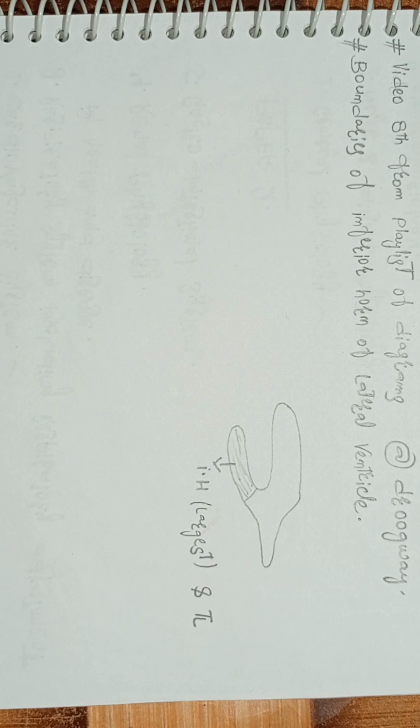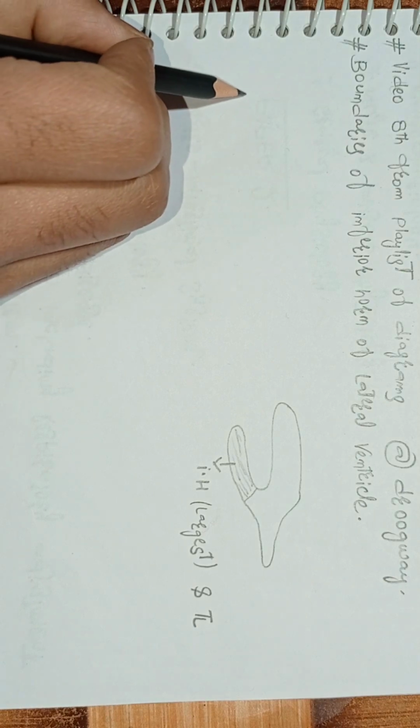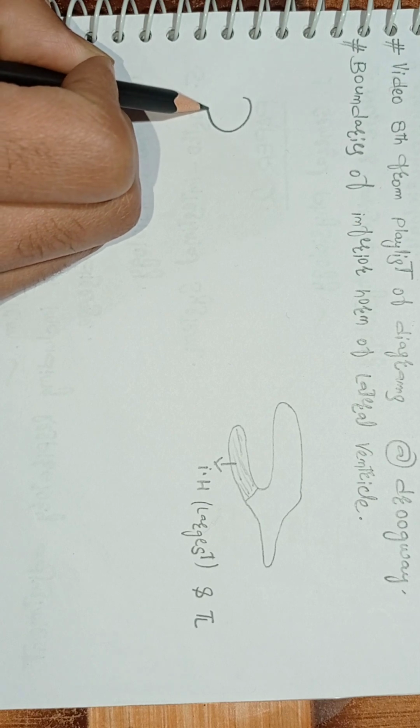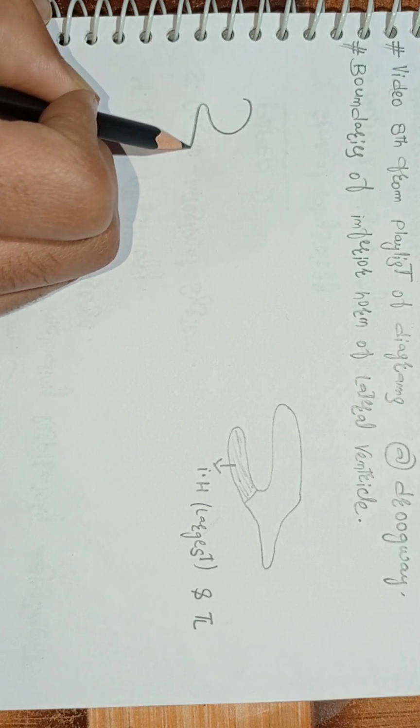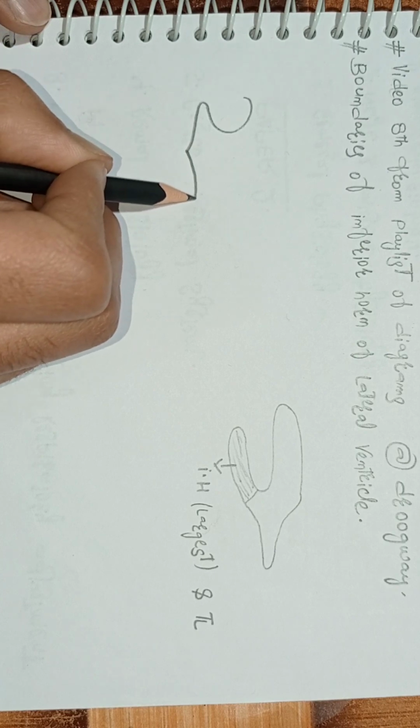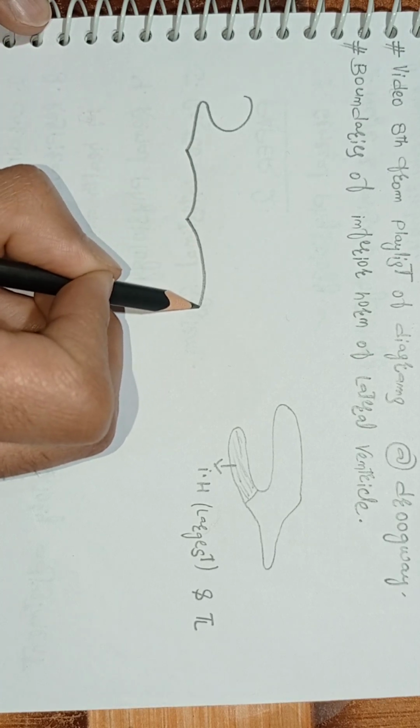So the diagram we are going to draw is the inferior horn of the lateral ventricle in its coronal section. Let's learn how to draw the diagram. First, we will make a C-shaped structure like this. After making a C-like structure, we'll make three concavities. This is the first concavity, this is the second concavity, and this is the third concavity.